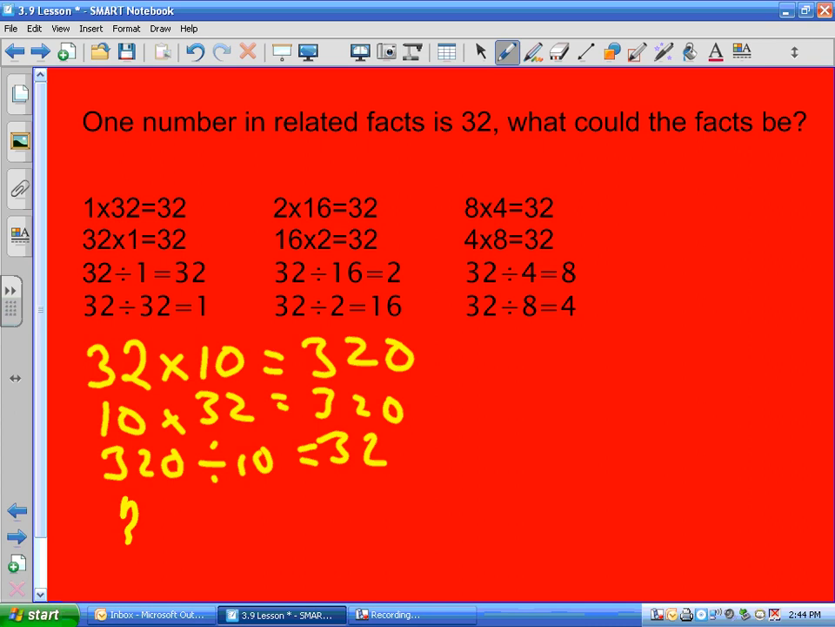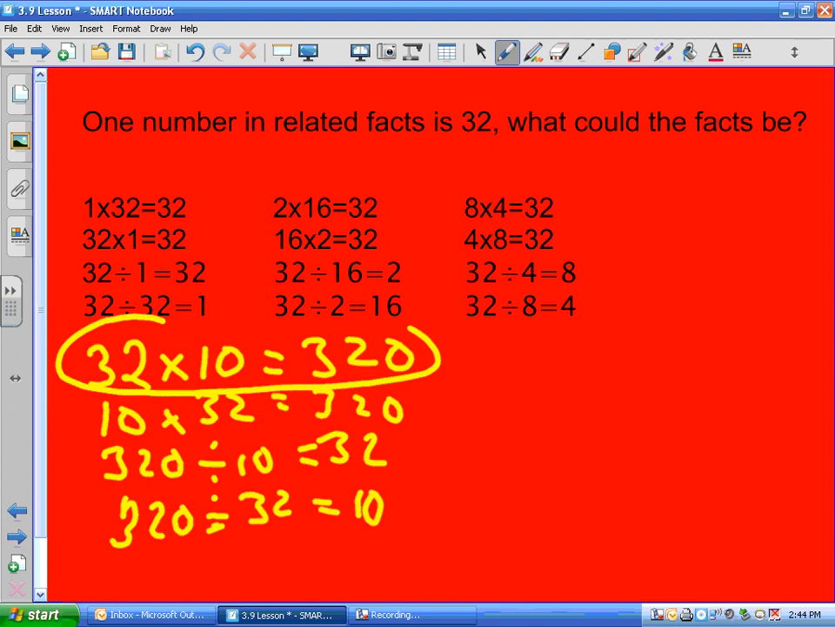And what's 320 divided by 32 give you? 10. Really? I like it. They do, don't they? All you need is one of them, right? The moment you know one of them, then you can get the rest, can't you? Just make sure the first number is always biggest when you divide, and it's always last when you multiply.